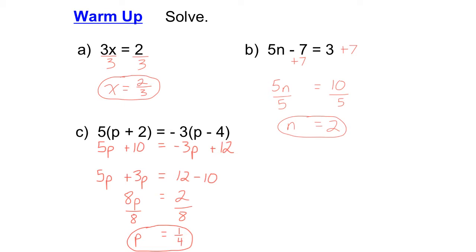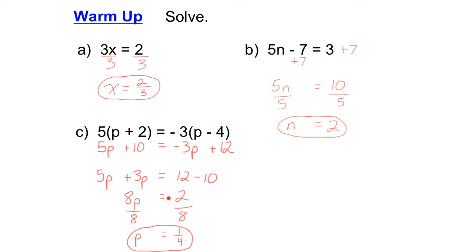Collect my like terms, and remember when you cross to the opposite side, you do the opposite operation. So -3p becomes +3p on the left. Plus 10 on the left becomes -10 on the right. Simplify. 5p plus 3p is 8p. 12 minus 10 is 2.